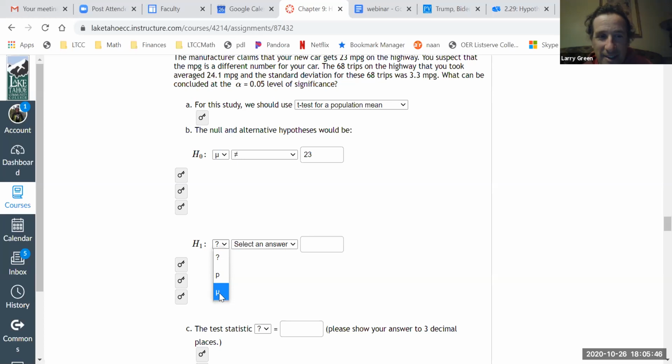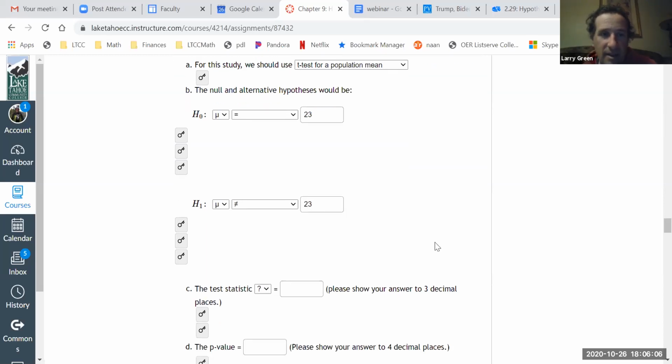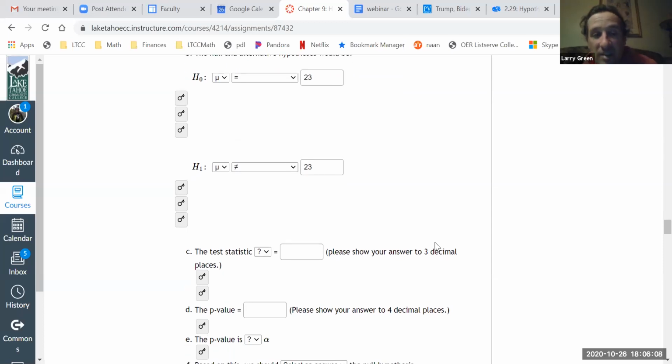Yeah, it's mu. You don't switch. It's still quantitative data. Oh, you know what? Sorry, H0 should be equal. I was getting ahead of myself. H1 is a not equal to. I was reading the wrong one. I apologize. And then 23. H0 is always equal.